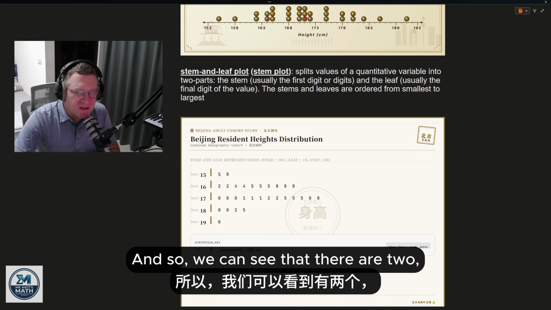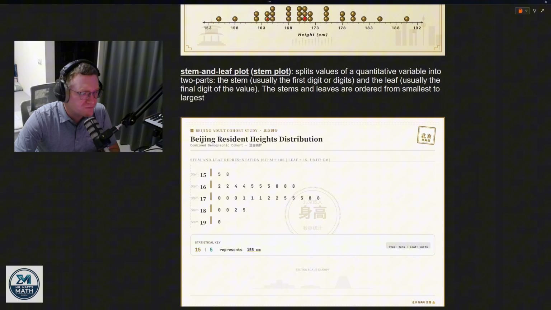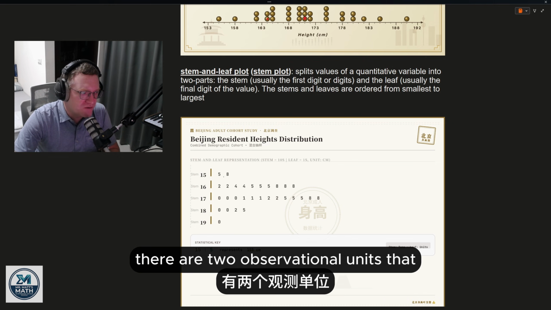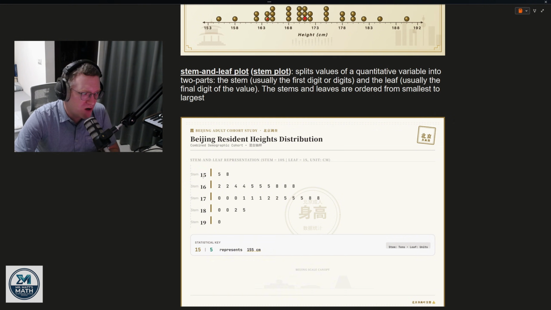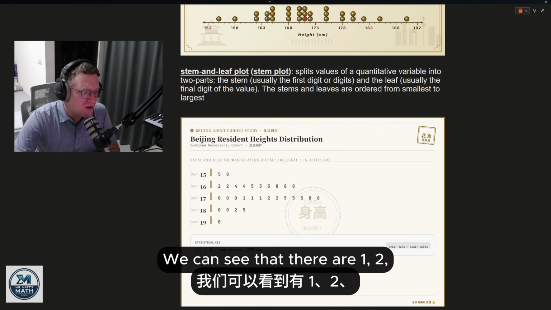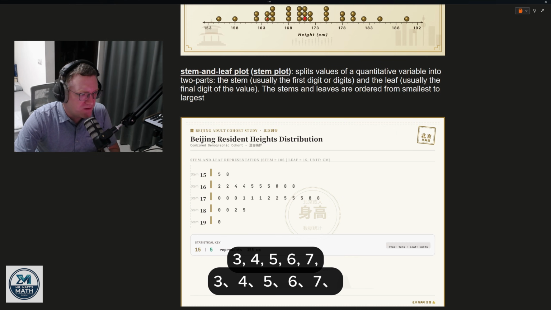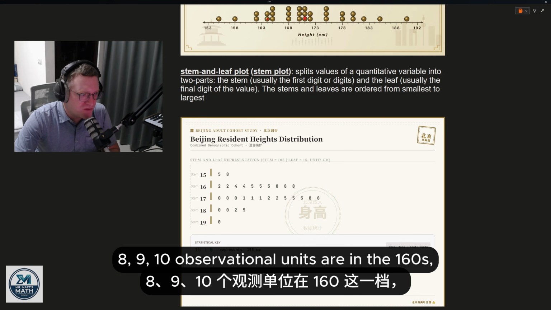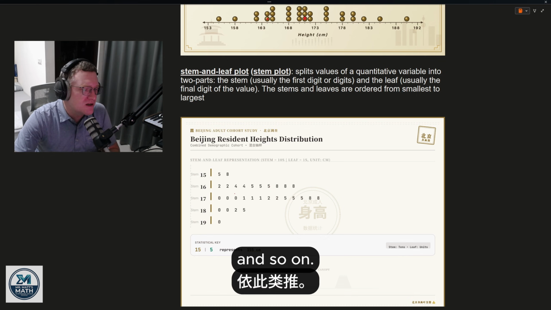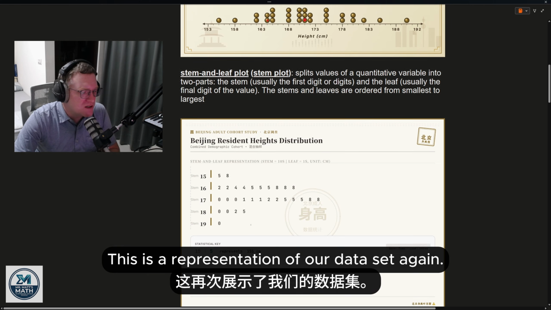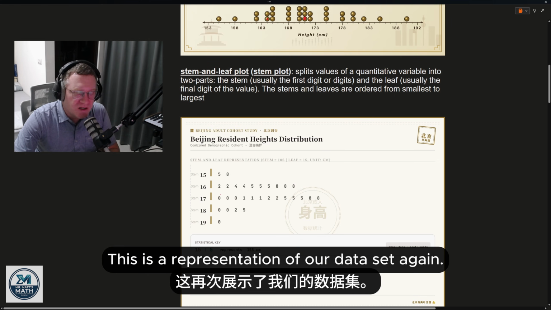And so we can see that there are two observational units in the 150s. We can see that there are 1, 2, 3, 4, 5, 6, 7, 8, 9, 10 observational units in the 160s. Okay, and so on. So this is a representation of our data set again.